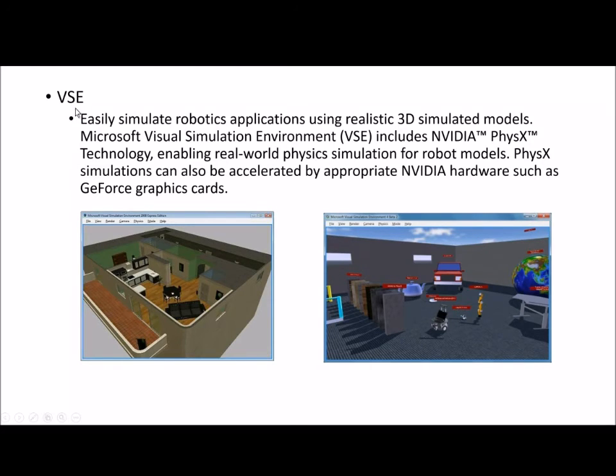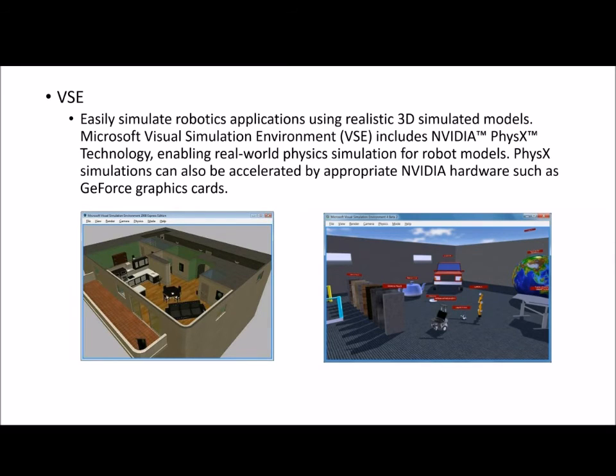So the VSE easily simulates robotics applications using realistic 3D simulated models. Microsoft Visual Simulation Environment includes NVIDIA physics technology, enabling real-world physics simulation for robot models. Physics simulations can also be accelerated by appropriate NVIDIA hardware such as GeForce graphics cards or even simple Intel accelerators. So in case your system has a basic Intel accelerator graphics unit, or a GeForce GPU or ATI Radeon, you should be good to go to run the visual simulation environment smoothly.